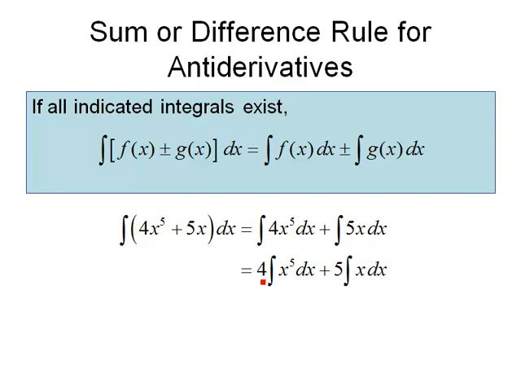So I get 4 times the antiderivative of x to the fifth dx plus 5 times the antiderivative of x. Applying our power rule, we get 4 times x to the sixth over 6 plus 5 times x squared over 2 plus our constant. And now we could simplify this if we really wanted to.